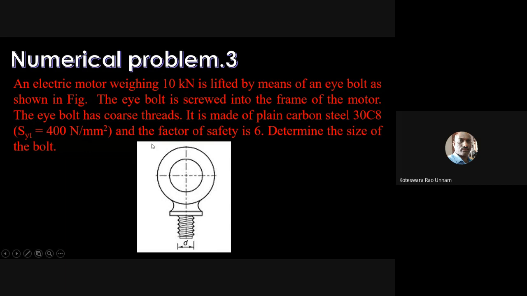What is given is an electrical motor weighing 10 kilonewtons which is lifted by means of an eye bolt as shown in the figure. Generally these eye bolts are used for lifting loads. Here you use it to lift the electric motor whose weight is 10 kilonewtons. You can see the eye bolt in this figure, it has some threads. Similarly, a cylindrical hole with helical grooves is drilled in the electrical motor, and they will fit this bolt into that and tighten it.